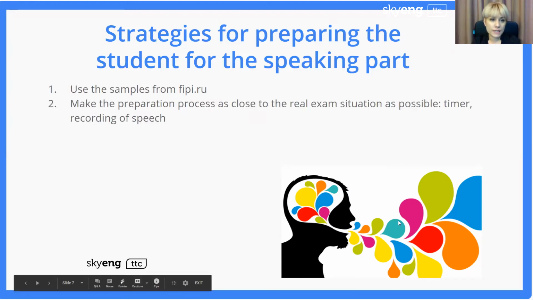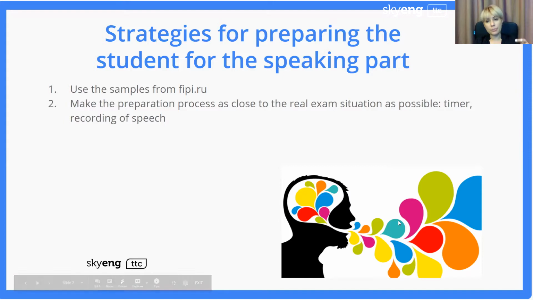Another point is that we have to make the preparation process as close to the real exam situation as possible. So we have to set the timer for students. We have to limit the time for them, because any exam is limited in time, and we should teach this time management as well.